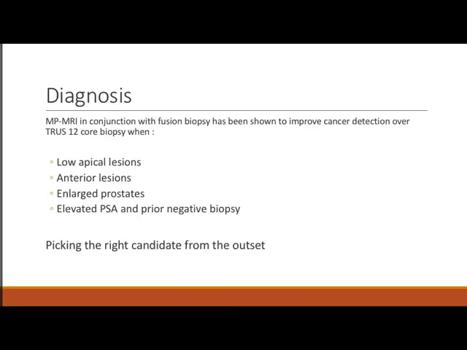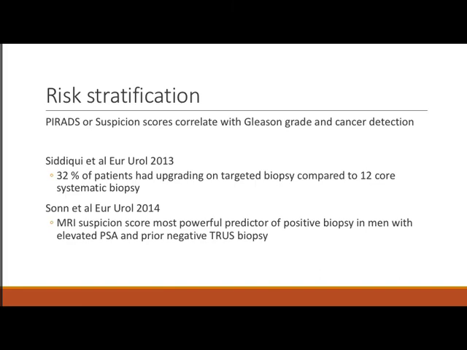So what does it say about diagnosis? In conjunction with fusion biopsy, you've heard many times that it's able to improve cancer detection over a 12-core biopsy, particularly when there's low apical lesions, anterior lesions, big prostates because of sampling error and elevated PSA prior negative biopsy. So you're picking a better candidate or the right candidate from the outset. We can risk stratify them better. The PI-RADS or suspicion scores as they use in the US correlate well with Gleason grade and cancer detection.